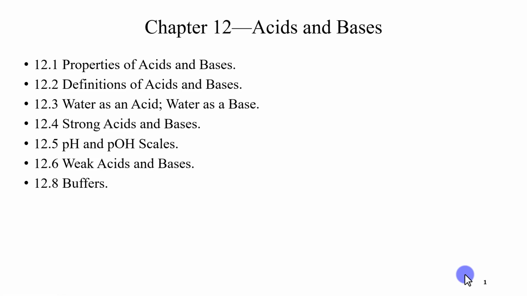We will start talking about Chapter 12 by introducing acids and bases and how we define acids and bases, at least for this course, using water as an example of both an acid and a base, move on to strong acids, strong bases, pH and the pOH scales, and then weak acids, weak bases, and finally talk about buffers, just slightly.